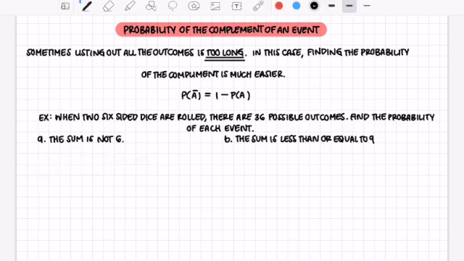And so let's look at the opposite. So the opposite of this statement would be to find out the sum when it is 6. So if you take 2 dice and you add them up together, how many times will you get the outcome where adding them up gives you the number 6?